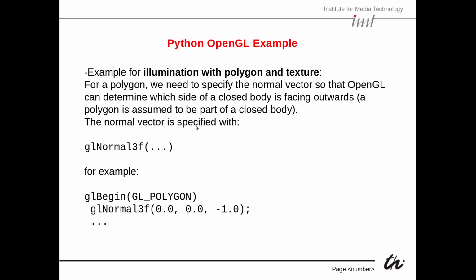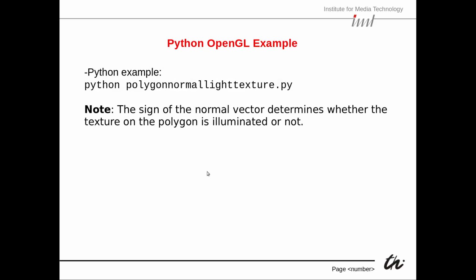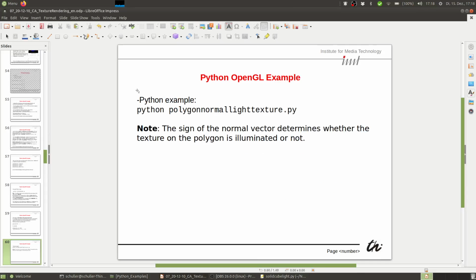So the normal vector is specified with this glNormal3f. So F for float and 3 for 3D. For instance, here we define a polygon with its edges and vertices, and here we define the normal for this polygon, right? And here we give it the coordinates, 3D coordinates, X, Y, and Z. And an example here is this polygon normal light texture.